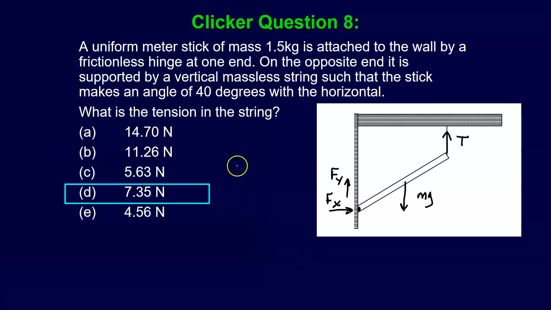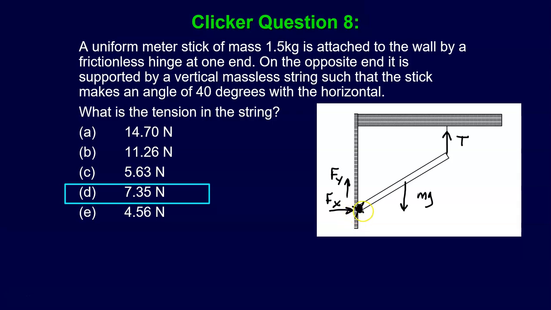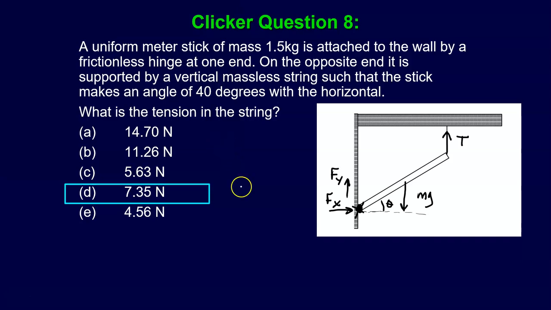If this was a quiz question to find the tension, I would argue that the best place to make our axis is right over here, right at the hinge. In this case, we can start that way and find the tension pretty nicely. One more adjustment: in the problem, we'll call this angle theta, which was again 40 degrees. And then our typical thing: positive torques equal the negative torques.